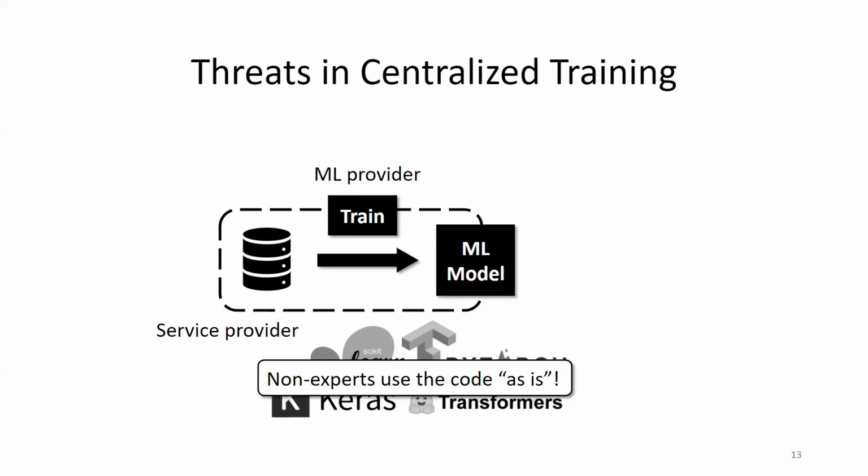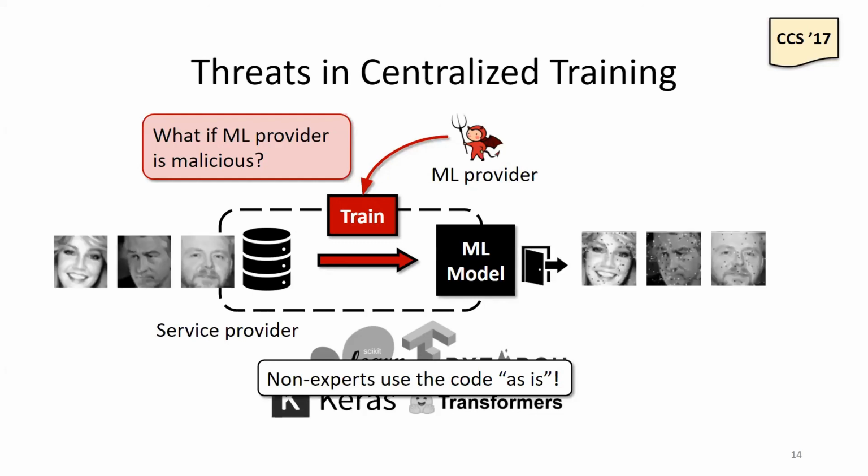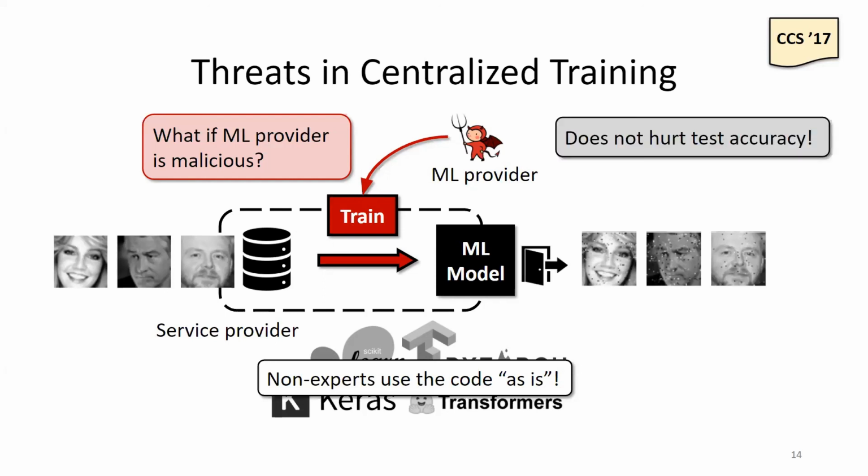What if the ML provider is malicious and is providing bad training code? In one of our works, we showed that just by providing bad training code, the adversary can force the model to memorize a substantial amount of training data and create a backdoor in the model that dumps these memorized data back to the adversary. And more importantly, these backdoors do not hurt the test accuracy at all. So just by looking at the accuracy number, there's no way you can tell there's a backdoor in the model.